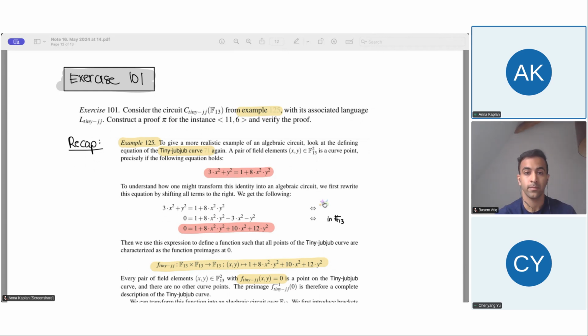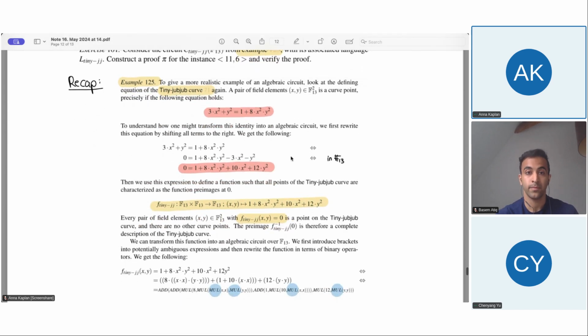This exercise considers that we already have a circuit for the curve equation for a tiny-jubjub curve. We are supposed to construct a proof that something is on this curve, and then verify this proof. This is what the exercise wants us to do. We have to consider the circuit and construct a proof for this instance. I thought it's a good thing to look at it again.